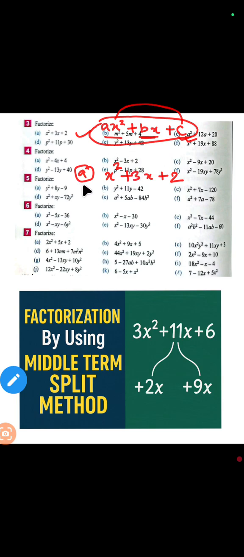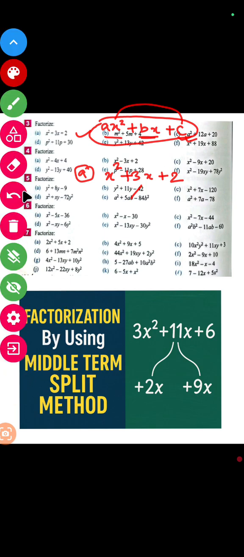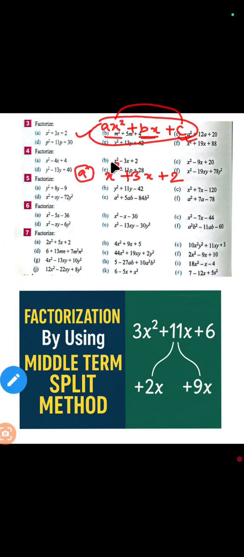In the question, x square plus 3x plus 2, the first term is x square, the last term is 2, and the middle term is 3x, that we have to divide, split into two parts. Split means divide. So let us divide it. How to do that? The thing is very simple. We have to multiply the first term and the last term and see what is the result coming.